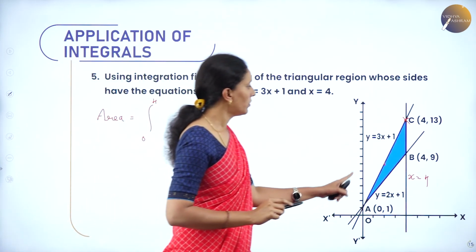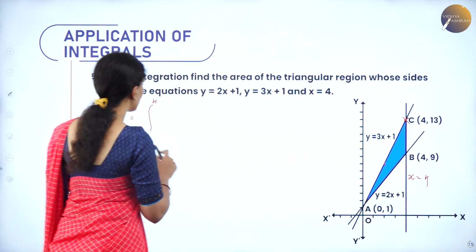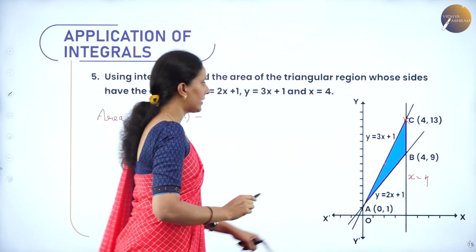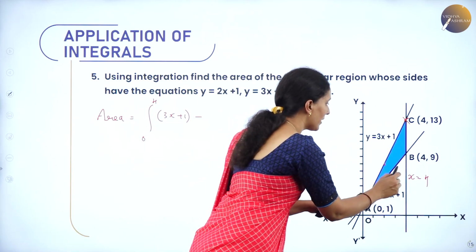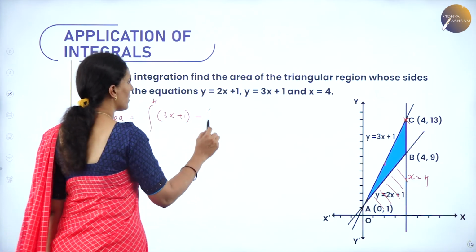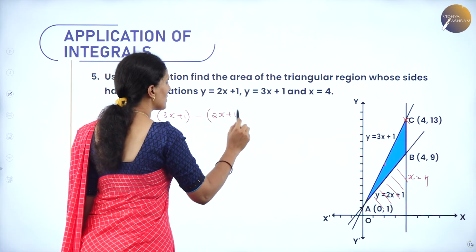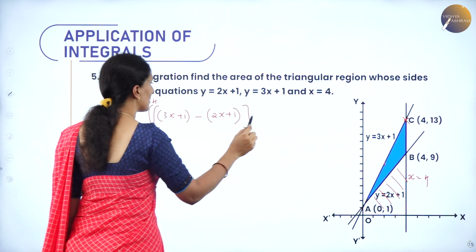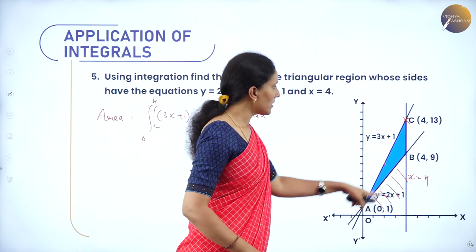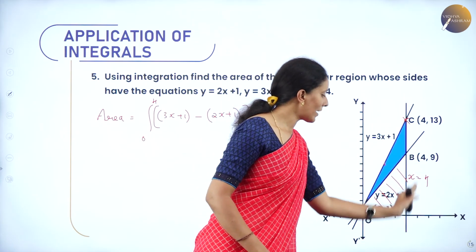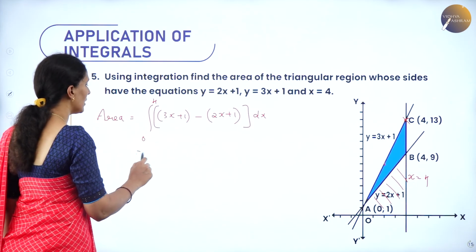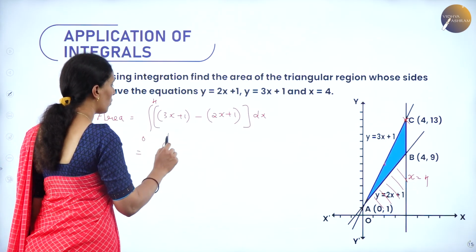I have to take this curve y is equal to 3x plus 1 and subtract the area bounded by this region. What is this region? The area under the curve 2x plus 1, so 2x plus 1 with respect to dx. The limits are the same because the lower limit is 0 and the upper limit, or the maximum end of the interval, is 4. So therefore after applying it, it is 0 to 4.